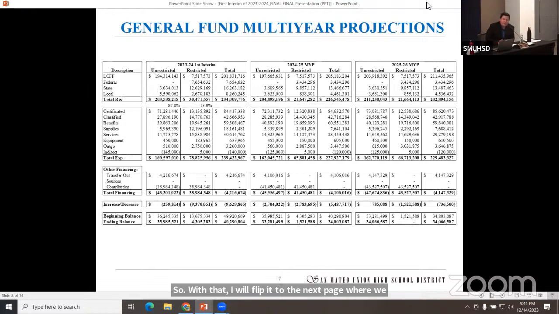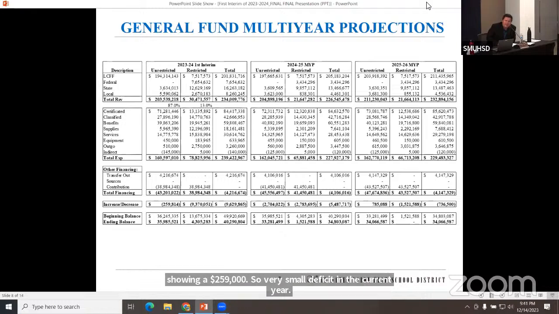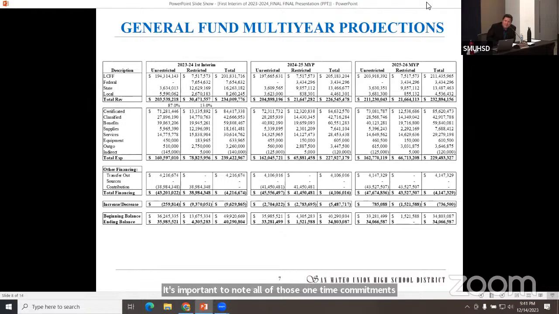So if you look at year one, unrestricted side is always what I like to focus on. We're showing a $259,000, so a very small deficit in the current year. It's important to note all of those one-time commitments that are included in the budget for this year. As we move out and you look at restricted numbers, we do see a very large spend down of restricted. This is related to the one-time money.